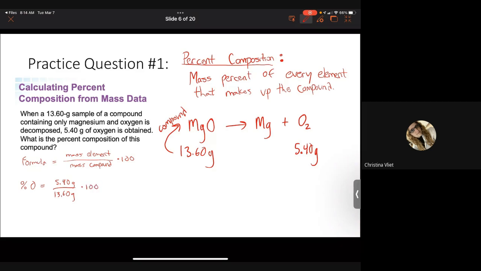I put the unit in there. You'll notice when you get the percentage, the units cancel. If I've got grams on the top and grams on the bottom, you can cancel those out. Your percentage has no units. And so 5.4 divided by 13.6 multiplied by 100. I get 39.7%.